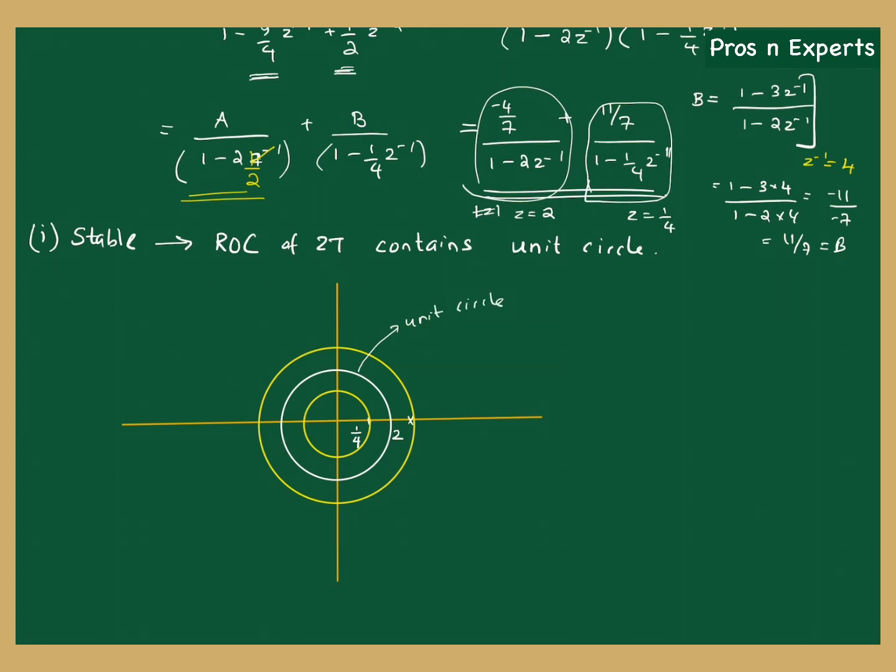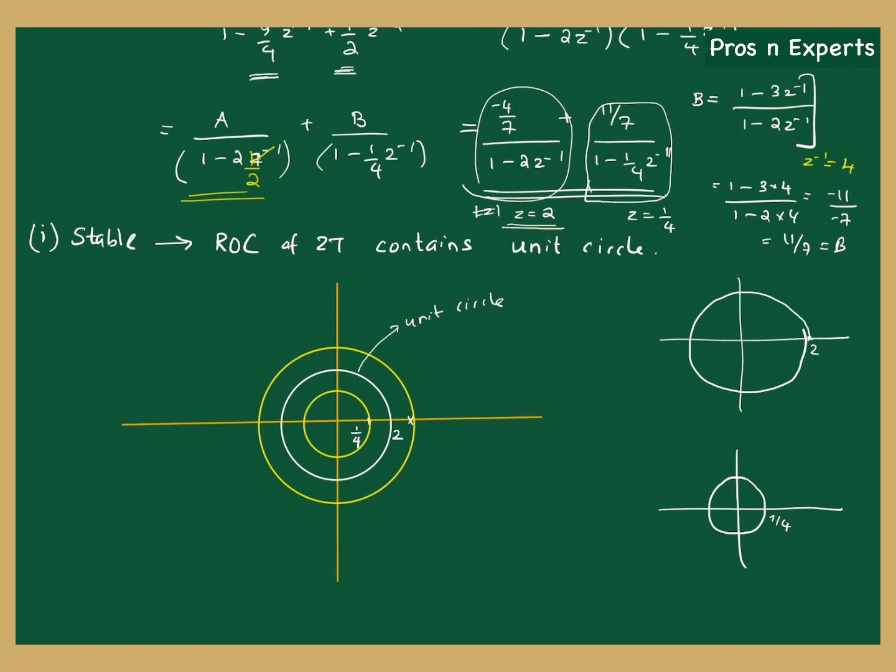Now, before elaborating the solution, let me also give you the individual ROCs. We have two individual terms. The first term is minus 4 by 7 by 1 minus 2 Z inverse. The pole is at Z equal to 2. So the first circle, the bigger yellow circle, is for Z equal to 2. The second term is 1 minus 1 by 4 Z inverse, so I'm drawing a separate circle for 1 by 4. So what are the possibilities of ROCs for the total term?